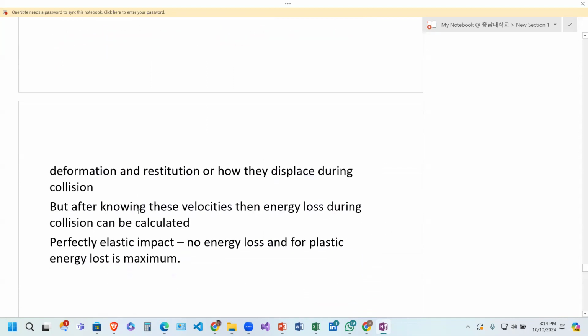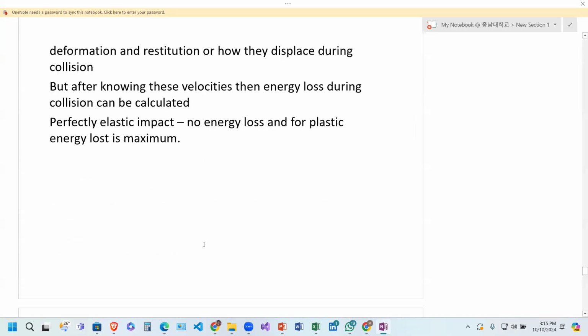But after knowing the second velocities, that means the velocities after restitution for both particles, the energy loss during collision can be calculated. We can calculate the energy loss because we can find the work done before and after collision, since we know the velocity. For perfectly elastic impact there is no energy loss, and for plastic impact the energy loss is maximum. Anyhow, we are going to see all that.